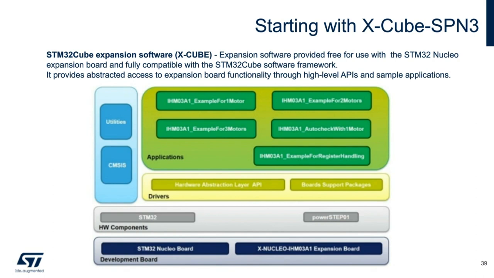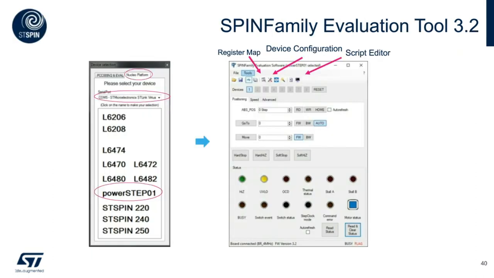The SPIN Family Evaluation Tool is a Windows-based software whose purpose is to control ST SPIN family devices. It requires the Microsoft .NET 2 framework. Device configuration can be done through a registry editor, a user-friendly configuration panel, or a wizard. The wizard contains predefined configurations for existing demonstration boards and allows easily configuring the devices. Configurations can be stored and loaded.